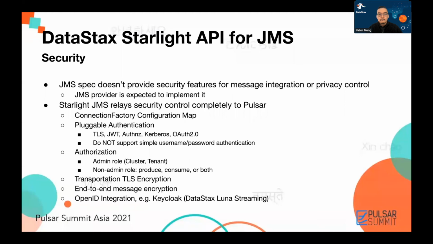For security, the Starlight JMS API completely relays the control to Pulsar, which has a much more advanced security feature than JMS, which includes pluggable authentication, authorization, transportation encryption, end-to-end message encryption. The OpenID integration, such as with the Keycloak server, is also possible. Right now, it is available with the DataStax Apache Pulsar offering called Luna Streaming, but it will be available in the mainstream open source Apache Pulsar as well.